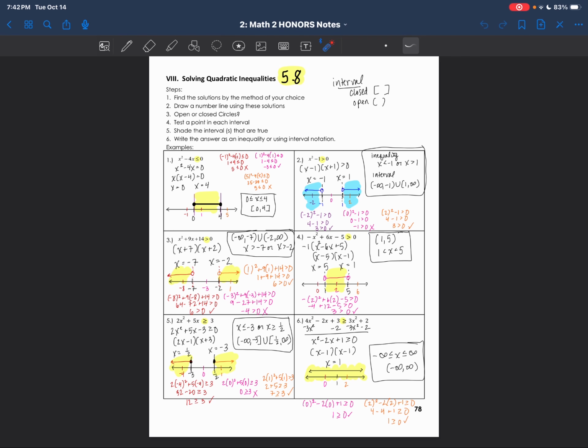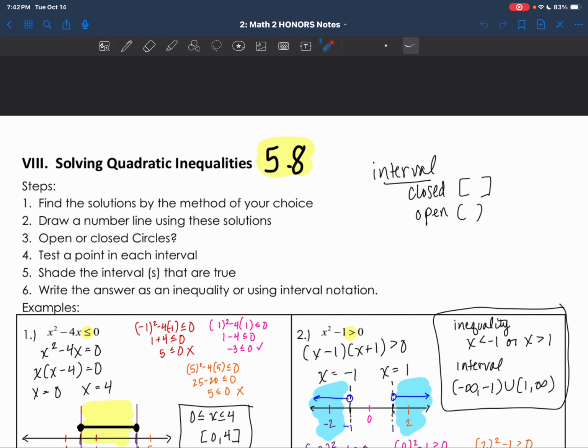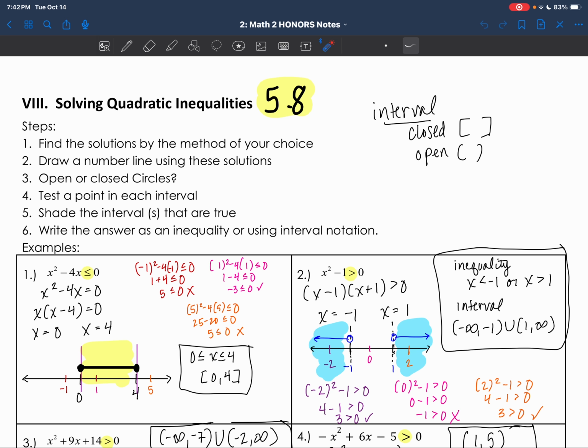All right, hey everyone, what we're going to talk about today is solving quadratic inequalities. There are some steps and some things you need to think about while you're doing that. The first step is to find the solutions by any method of your choice. So we're just going to either solve for it, factor, whatever you need to do to get your final answer to it. And then just pretend like the inequality is an equal sign while you're doing that, and then just make sure you put the inequality back in at the end.